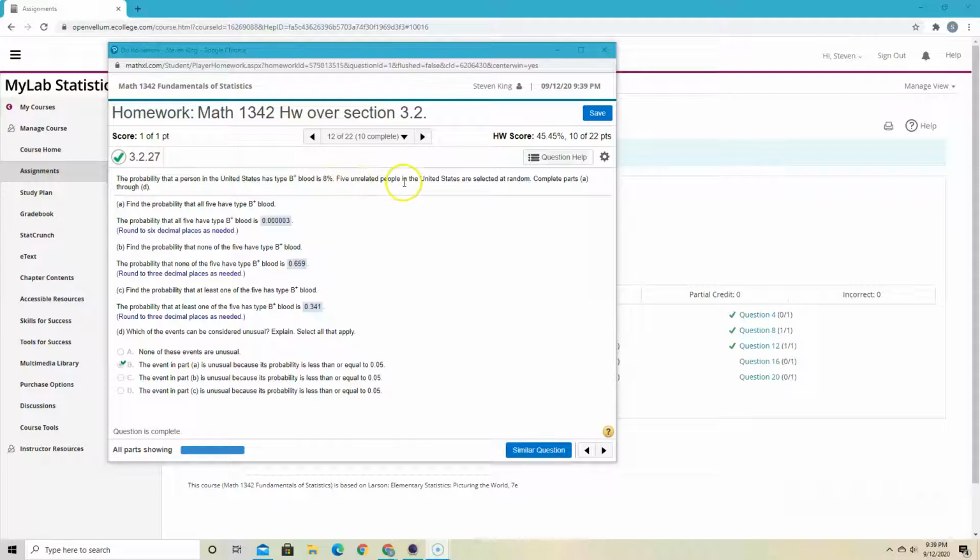Now, 5 unrelated people are selected at random. They need to stay unrelated, because if they're all the same family, maybe they have a higher or even lower chance of having B positive blood. I'm not sure how that works, but I learned it once a long time ago. Anyway, compute parts A through D. Letter A: find the probability that all 5 randomly selected people will have blood type B positive.